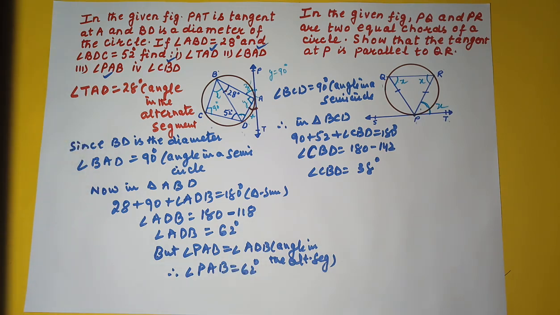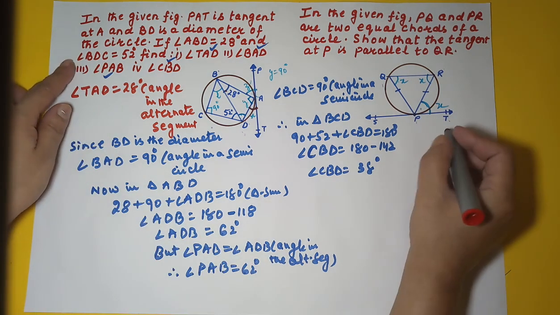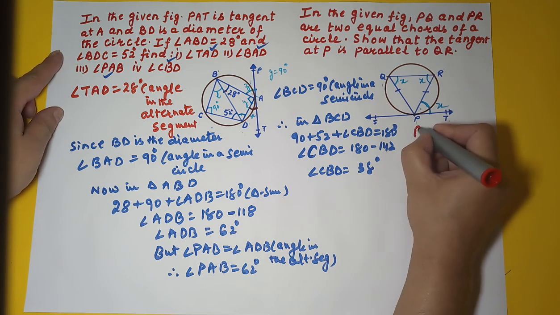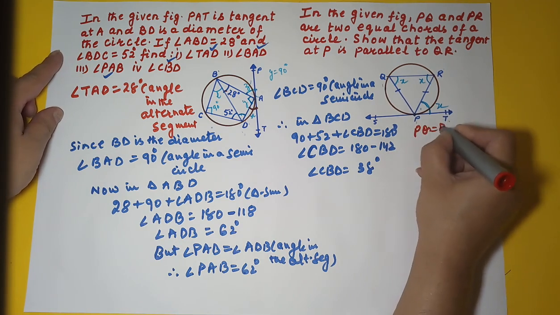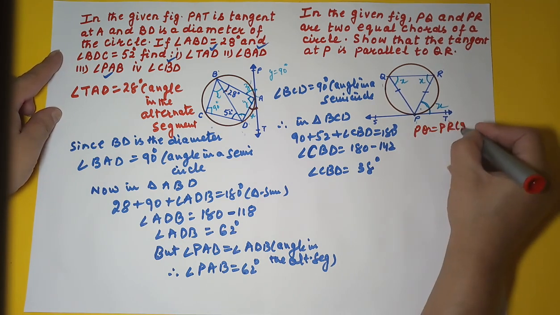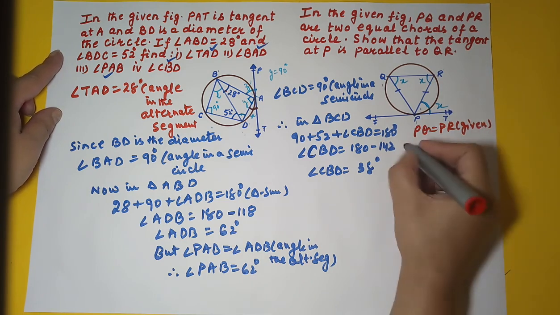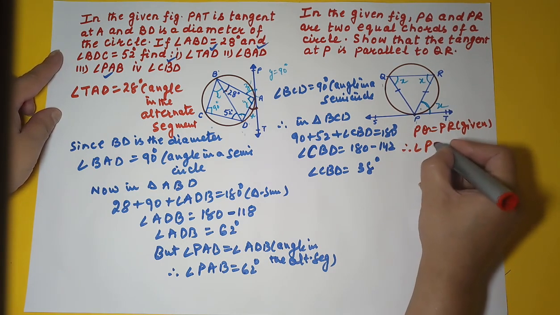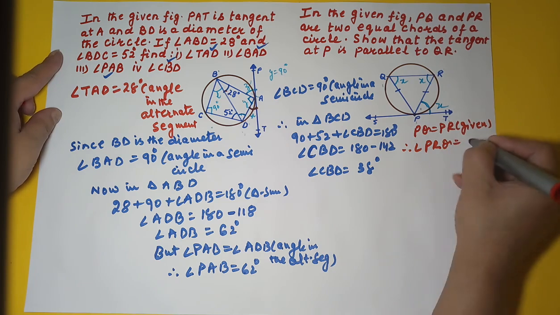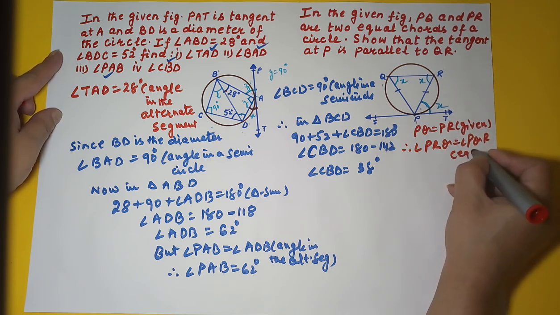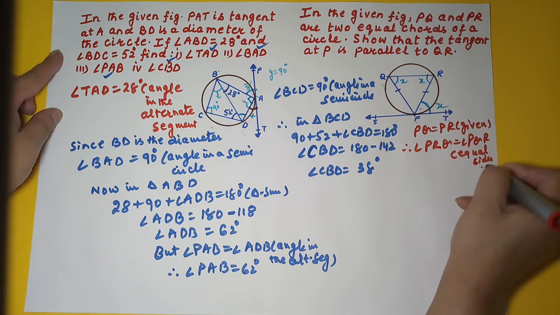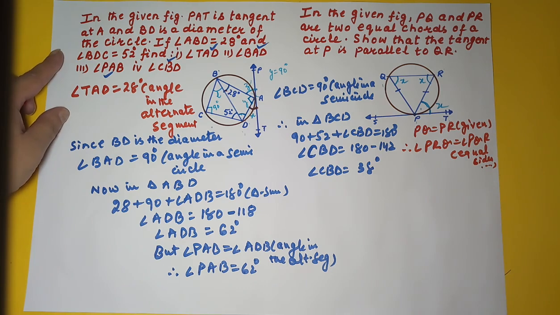So let's write this now. So how will we write this? We will write PQ is equal to PR. Why? Because that is given. Therefore, angle PRQ is equal to angle PQR. Reason? You know reason. Equal sides have equal angles opposite to them, right?